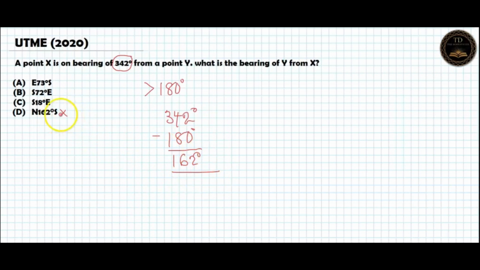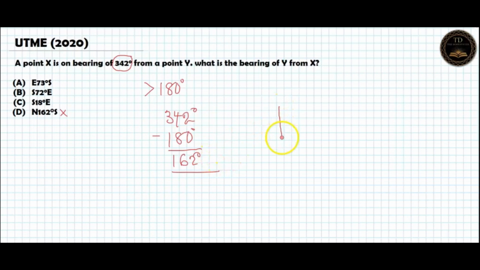Now they intentionally put this there knowing that a lot of students would want to choose this. That is not the answer, because this is in the 3-digit form and this is in the cardinal point form, or compass bearing form. You can actually convert this to the compass bearing form without even sketching any diagrams, but that comes with practice. But for the sake of this video, I'll just show you.